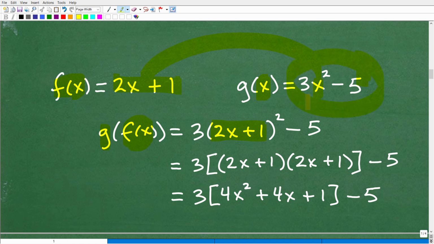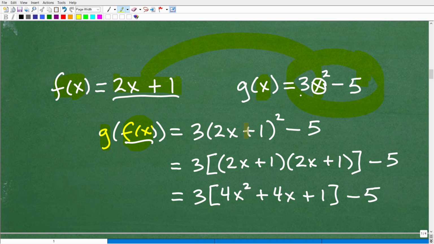You can see how I have to carefully write this out. So it's going to be 3 times this right here, which is going to be the f function, which I'm going to write as 2x plus 1. That's what g of f of x means, minus 5. So if you understand this setup, then at this point, you just need to be really good with your algebra.